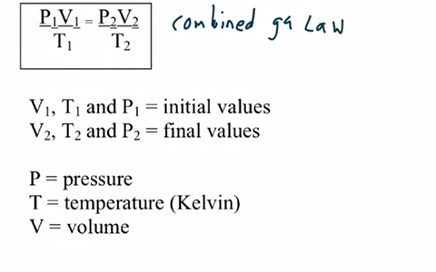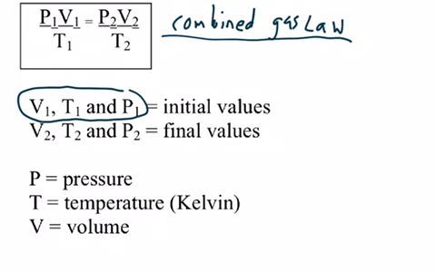The only thing that's constant here is the number of moles. Notice that the number of moles does not appear in the equation. Now, when do you know to use this formula? Well, notice there are 6 variables. You have 3 initial variables and 3 final variables. Normally, if you're given 5 out of 6, that's how you know that you're using the combined gas law.